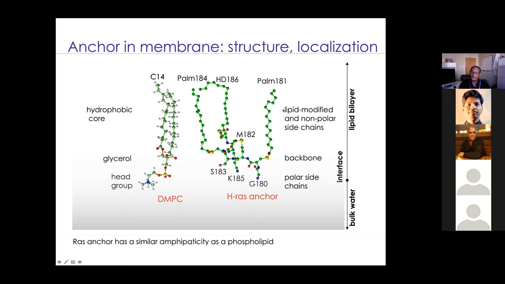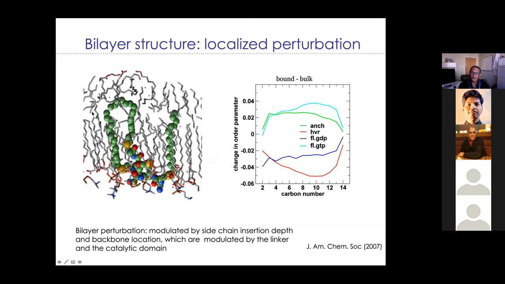But nonetheless, the idea is that the lipid modified moiety would insert deep into the hydrophobic core of the bilayer. The polar region would sit at the interface between the water and the lipid membrane, just like the head group of any phospholipid would. So it has this lipidic characteristics, but also some of the features of peptides, as I will discuss later.